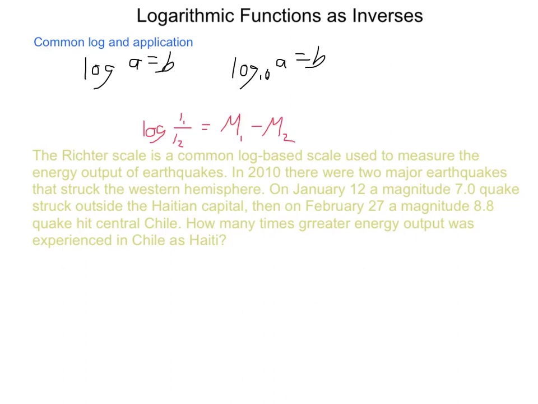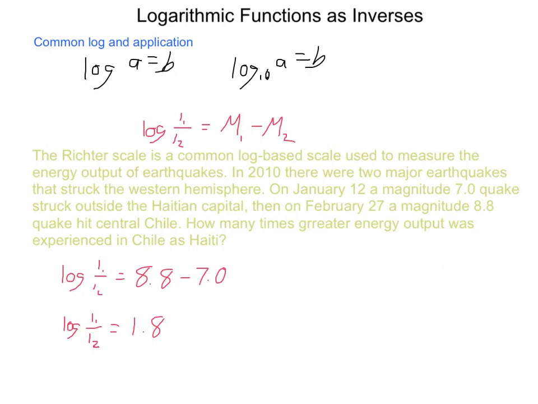So what we have is log of I1 divided by I2 equals our magnitude from the Chilean earthquake of 8.8 minus the magnitude of the Haitian earthquake of 7.0. So log of I1 divided by I2 equals 1.8. 8.8 minus 7.0 is 1.8.